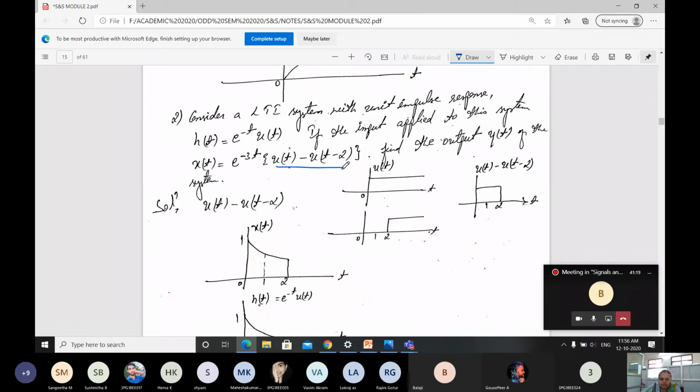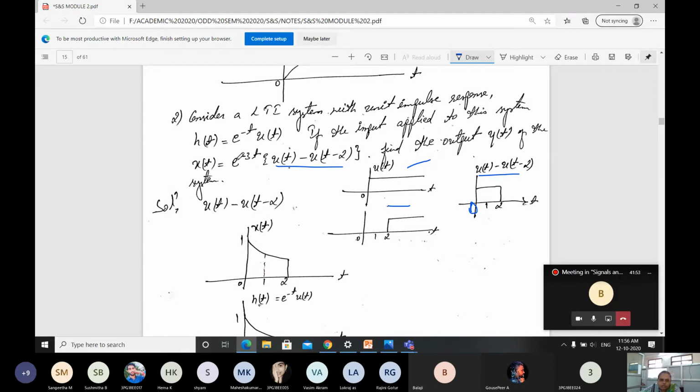First we will draw u of t and u of t minus 2. Observe here, I have drawn it. This is our u of t signal, and this is our u of t minus 2 signal, meaning the signal is shifted by 2 positions towards the right side. Then I have to subtract these two. When I do that, I will be getting a signal like this. From 0 to 2 our signal exists. It is like a square pulse, that is u of t minus u of t minus 2.